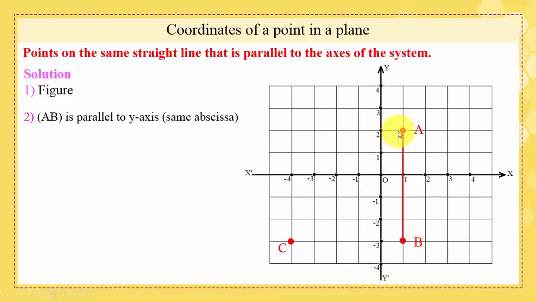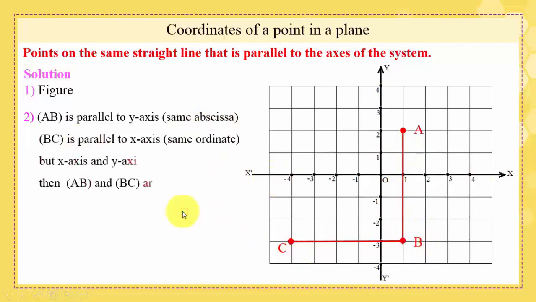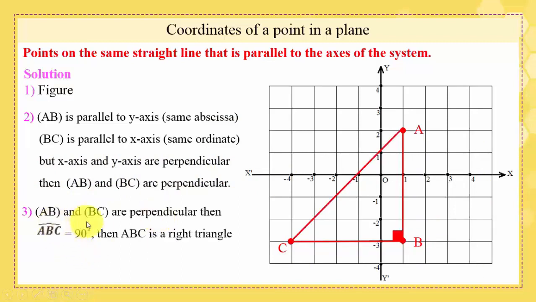Why? Since A and B have the same abscissa. Line BC is parallel to the x-axis since B and C have the same ordinate. But the x-axis and y-axis are perpendicular, then AB and BC are perpendicular. Since AB and BC are perpendicular, the angle ABC equals 90 degrees, so triangle ABC is a right triangle.